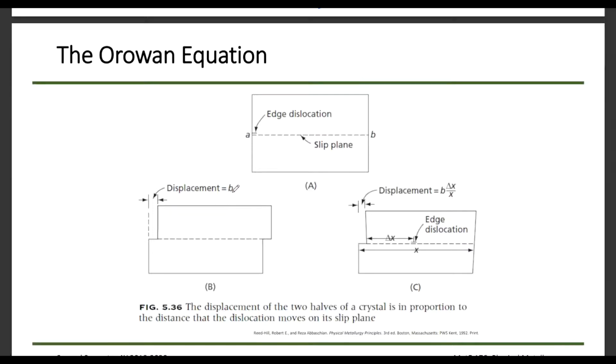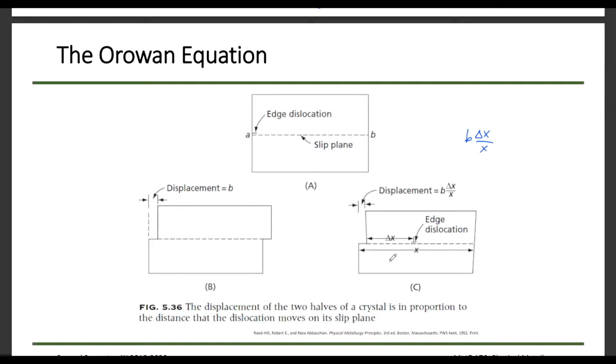But what if our dislocation is only in the middle, in between the starting point and the end point? The displacement now will only be a proportion of the distance that the dislocation has traveled. It makes sense, right? So the displacement here is equal to B multiplied by delta x over x.